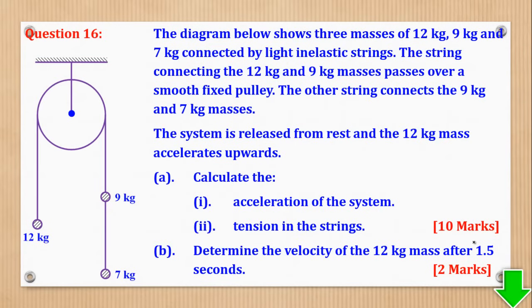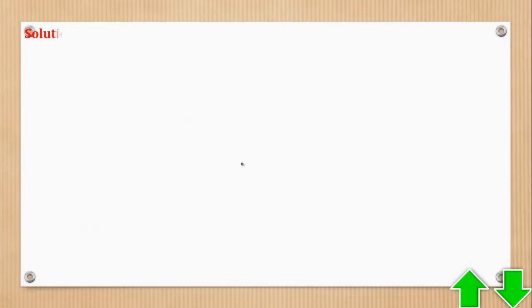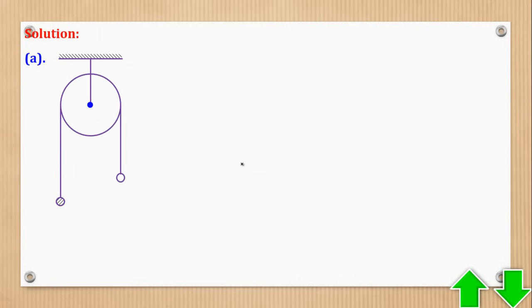Now here, they helped you by drawing the diagram and also telling you the direction of movement. Otherwise, in most cases it will be you to identify it. So I'm going to first redraw the given diagram and then put the forces. Begin with weight. Even the 9 kilogram mass has weight, the 7 kilogram mass has weight.